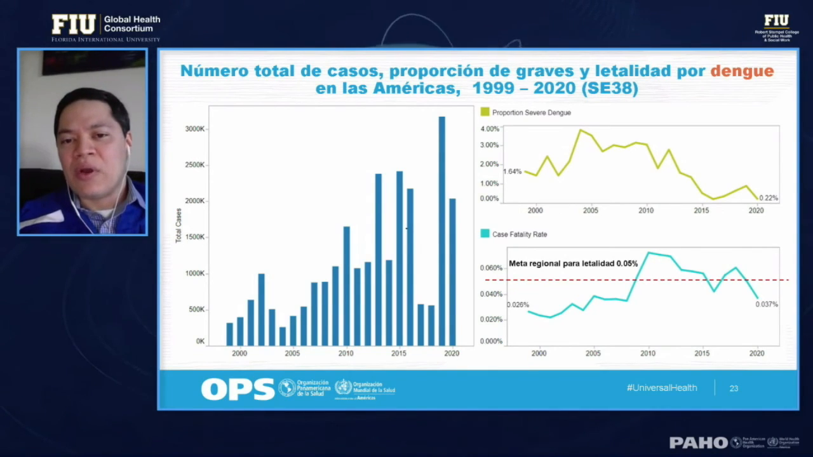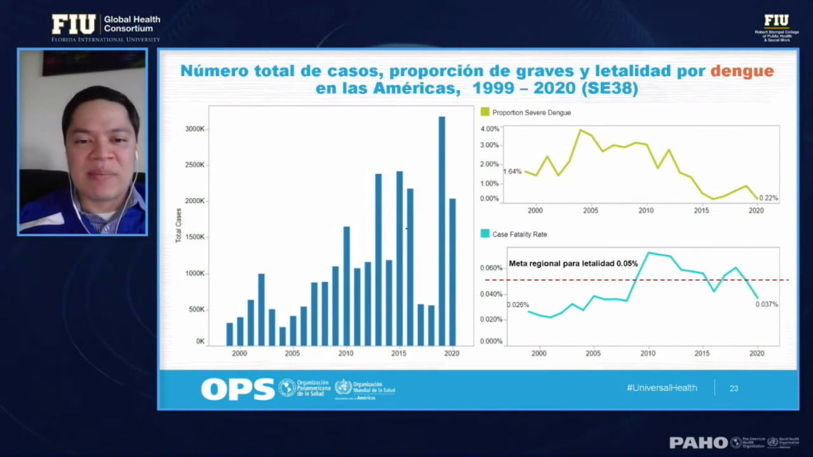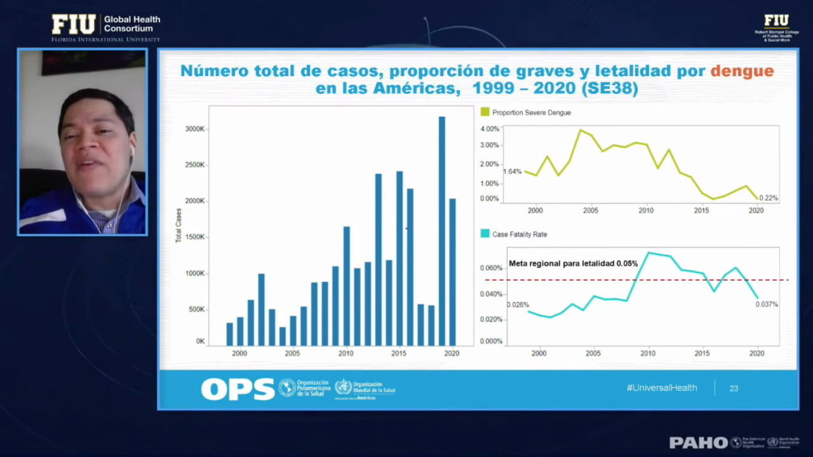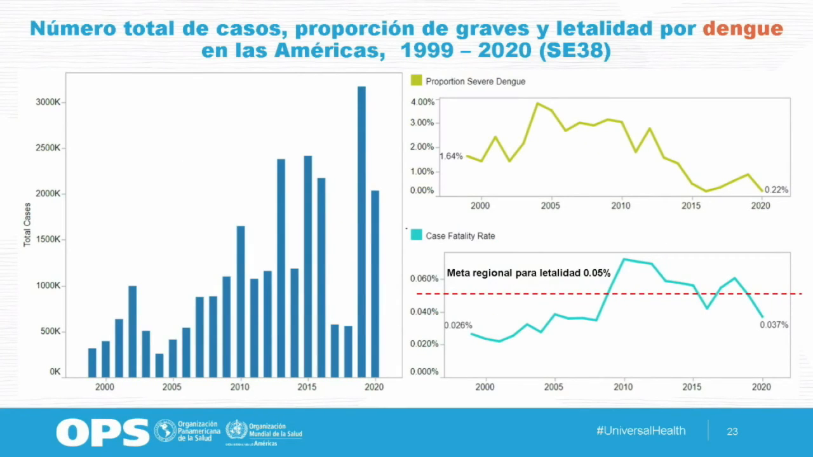I would like to show again this figure that I showed before. Speaking of the three main indicators, we see that in the upper right panel, what this yellow or green line is showing is the proportion of severe dengue. And we see how the severity of dengue in the region has been behaving. Since 1999 until 2010, the trend was towards the rise of the proportion of severe cases. But after 2010, we start seeing a trend towards descent of severity.